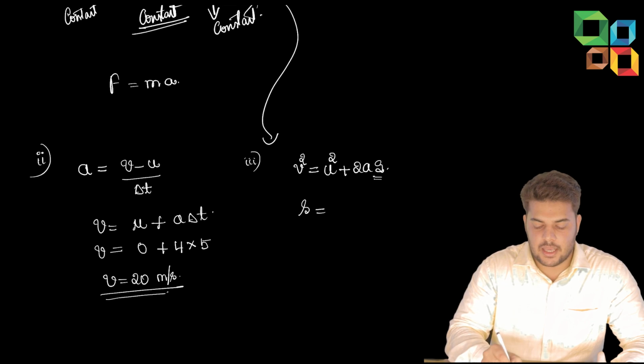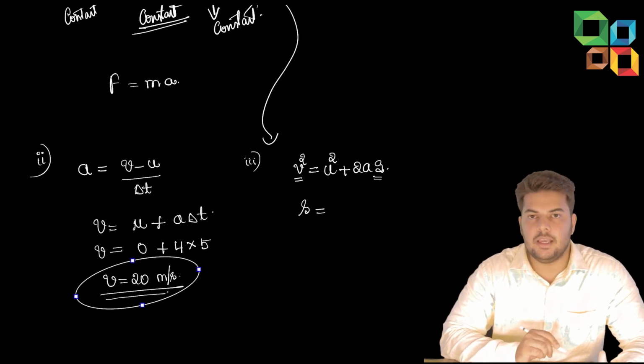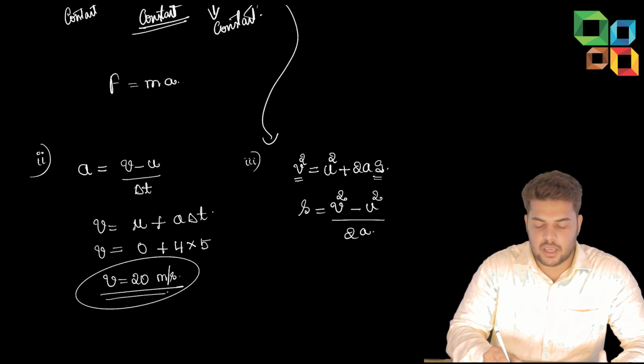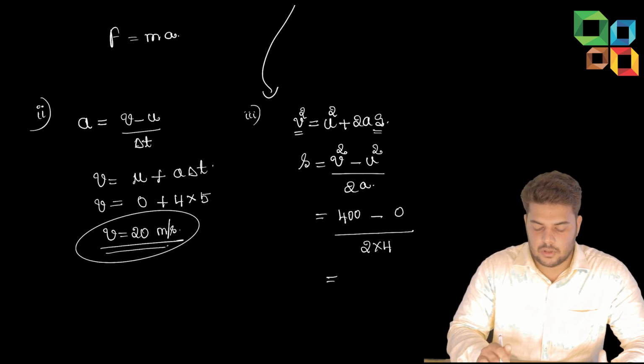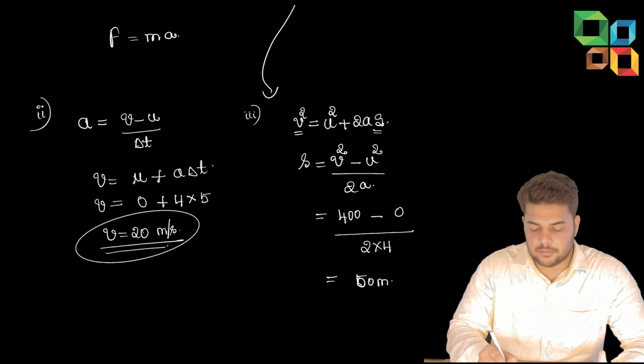So s, the displacement, is what I need. I know v square, I just found out v, so I can find v square. So s is equal to v square minus u square divided by 2a. v square is 20 square, which happens to be 400, minus u square, which is 0, divided by 2a, 2 into 4. So this comes out to be 400 by 4 is 100, 100 by 2 would be 50 meter.